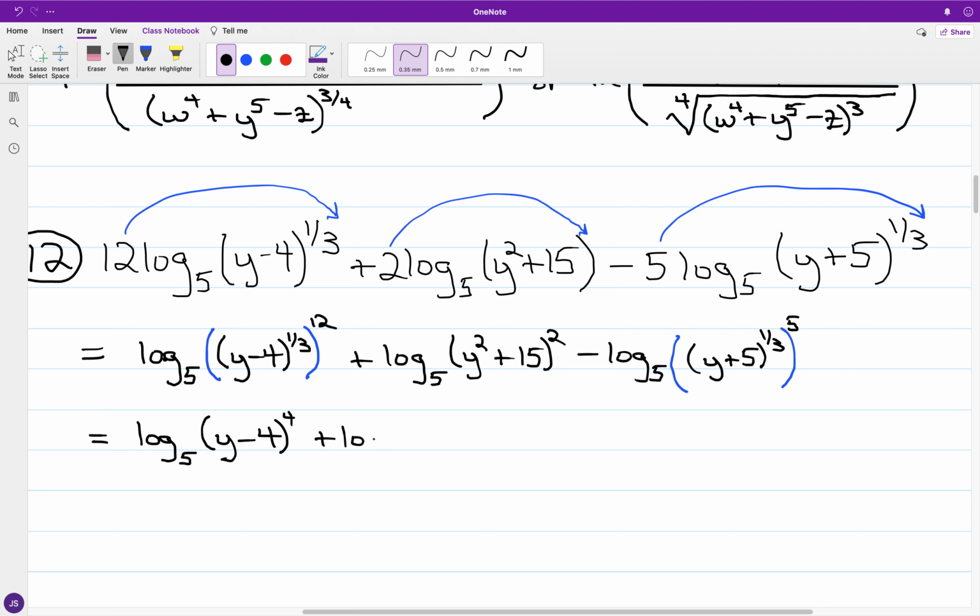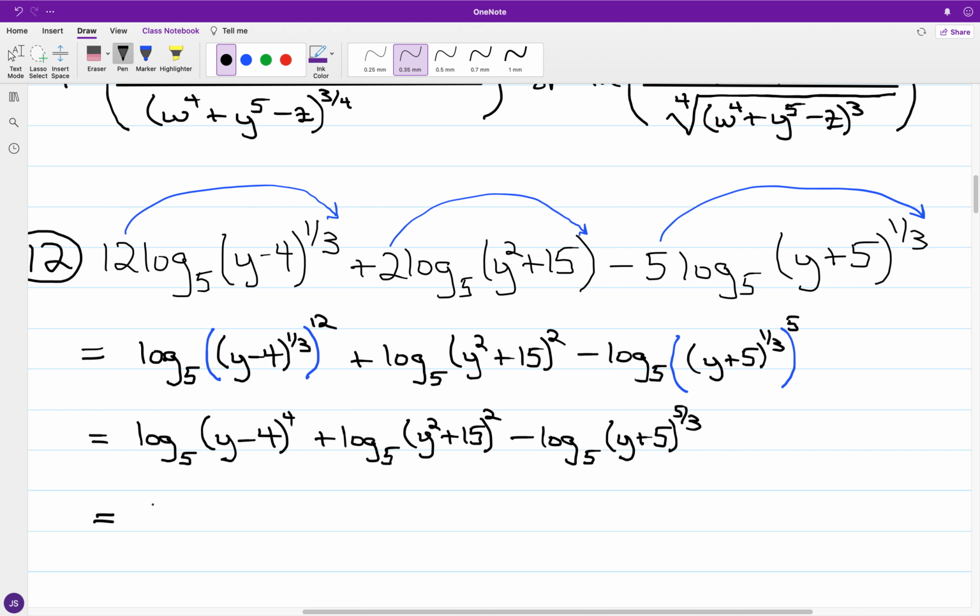And again I have plus the base 5 logarithm of y squared plus 15 raised to the 2nd, and for the last term we have minus the base 5 logarithm. For y plus 5 to the 1/3 to the 5th, again the powers are going to multiply, whereupon we're going to have y plus 5 raised to the 5/3 power.